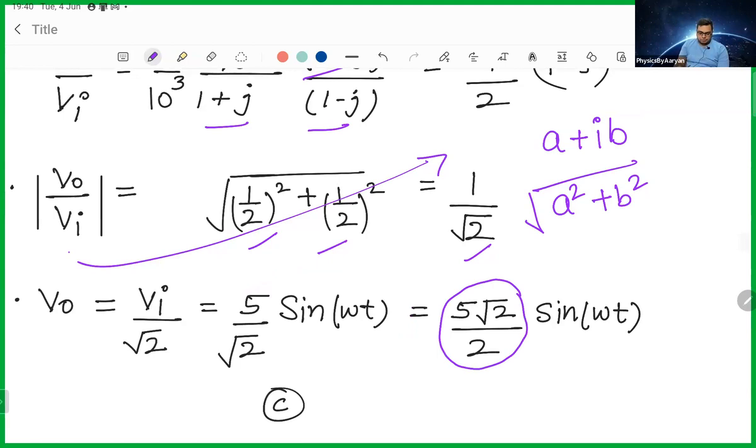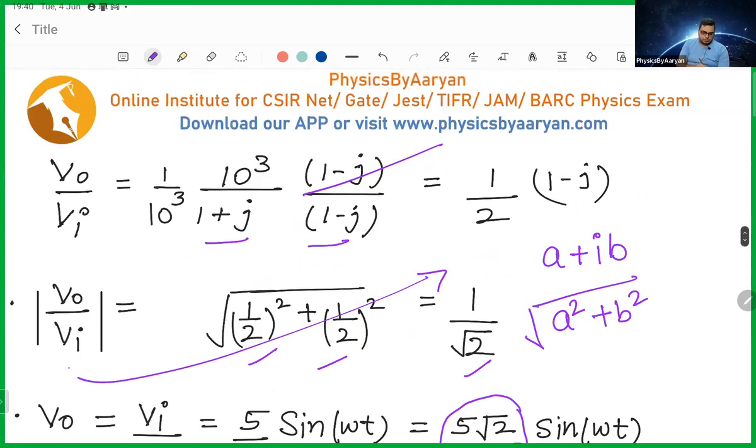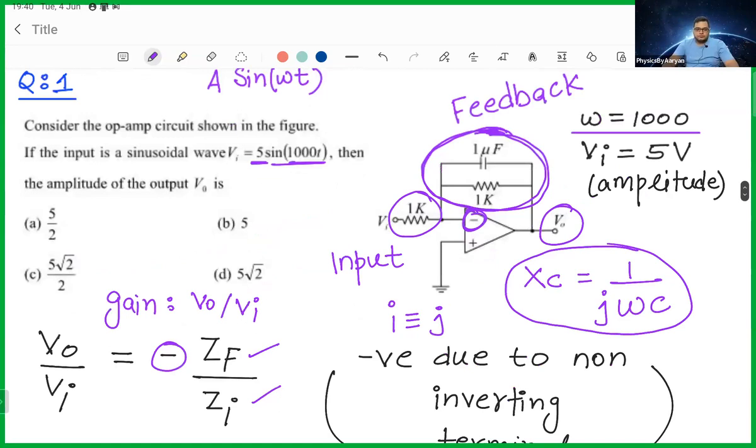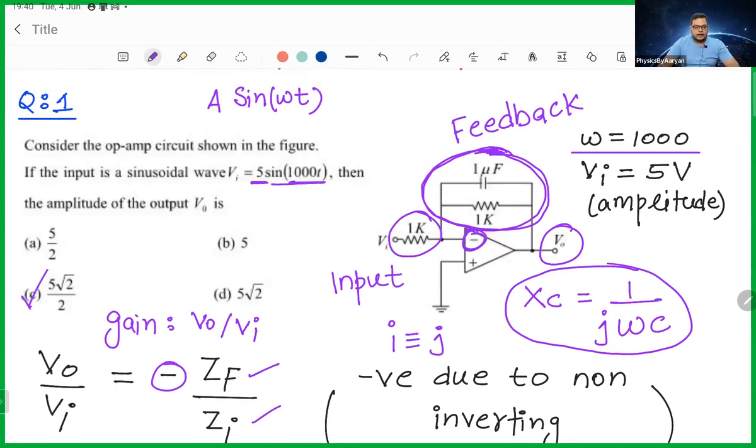And let's check the options if there is any. So there is option number C, which is available. Option number C is 5 root 2 by 2. Okay. Any doubts with this question? I think I have simplified as much as I can. Any doubts, anyone?